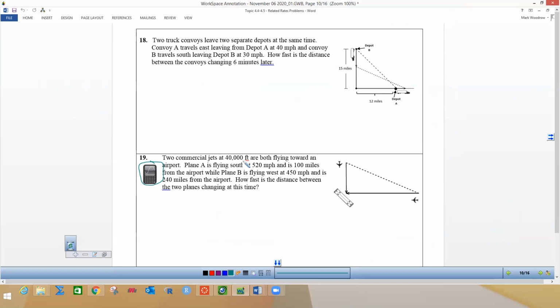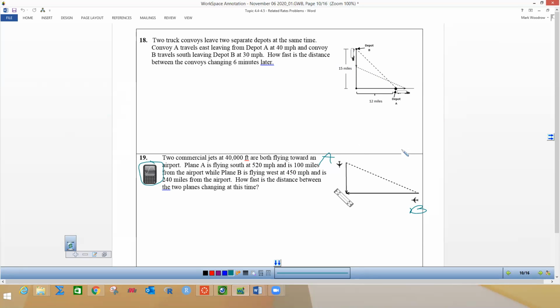Two commercial jets at 40,000 feet are both flying towards an airport. Plane A is flying at 520 miles per hour, and it's 100 miles from the airport, while plane B is flying 450, and it's 240. So we've got to call one of these, and this looks further, so I'm going to call this B, and I'm going to call this A, okay? Because it looks closer in the picture.